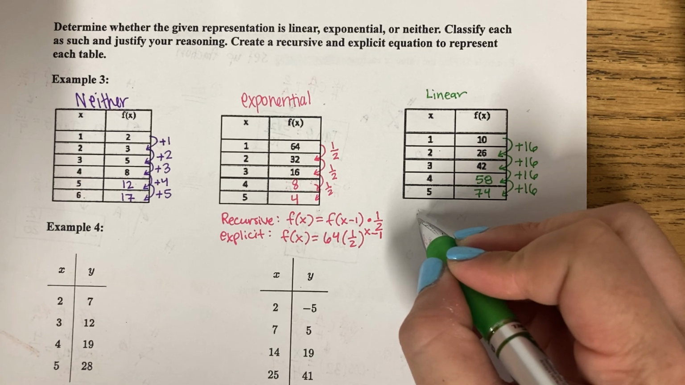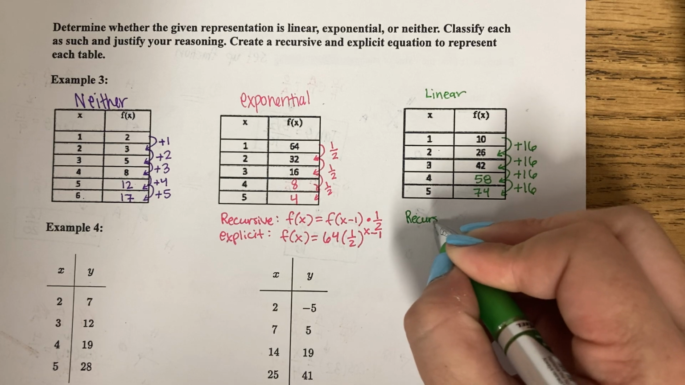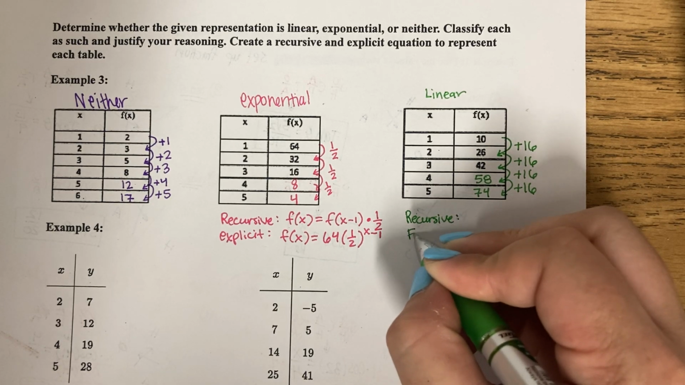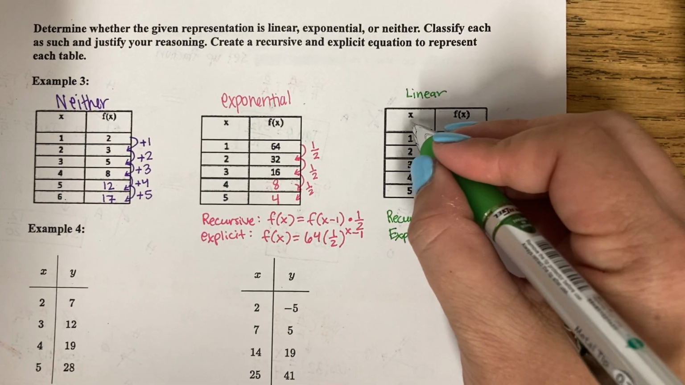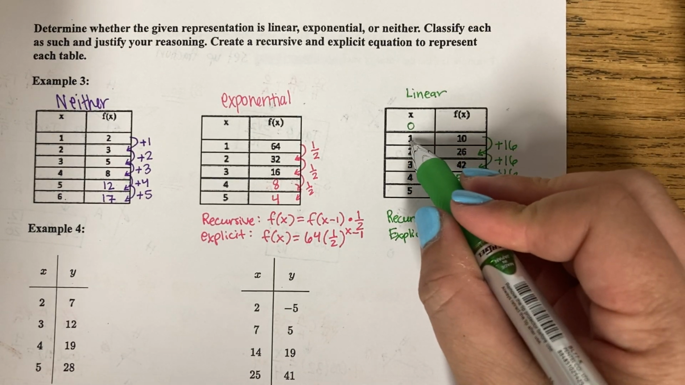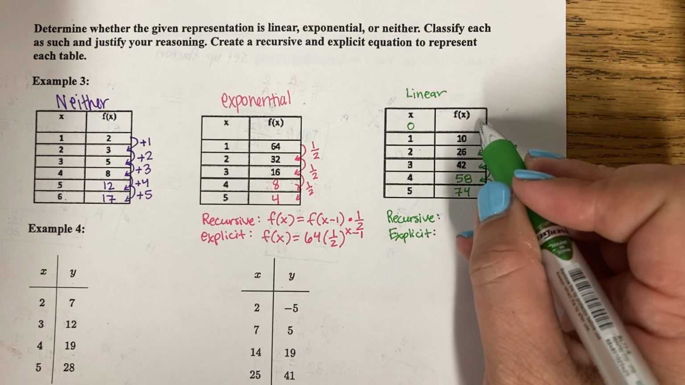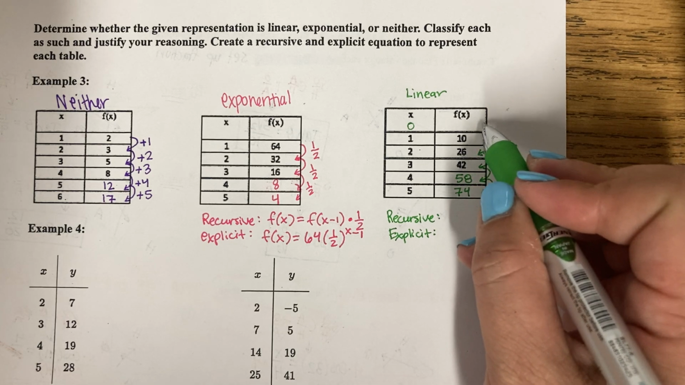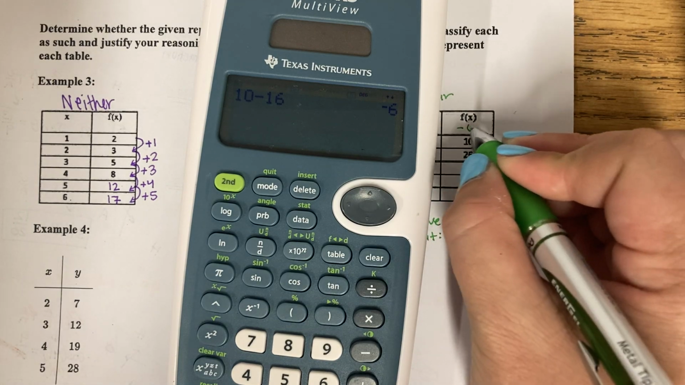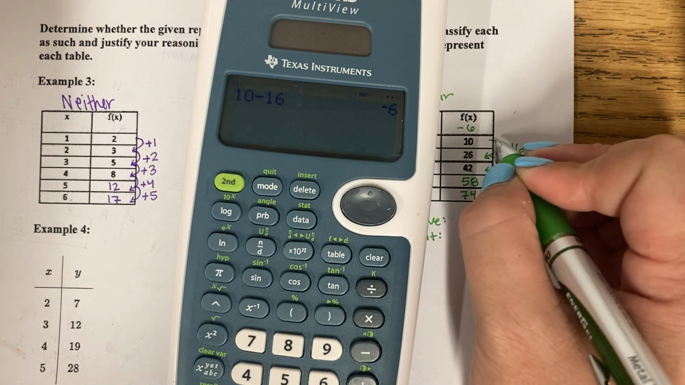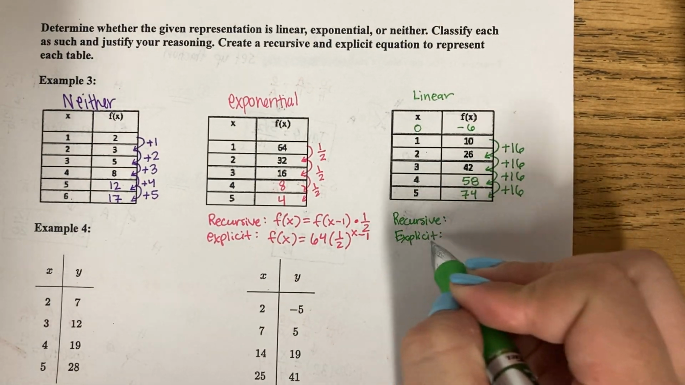And for the recursive and explicit, I'm going to find the 0. So if 1 is at 10 and I want 0, I'm going to go back one step. So I'm going to do 10 minus 16. 10 minus 16 is a negative 6 up here. Plus 16 is 10, plus 16, 26. Okay, so I want to have the 0. It'll help me with the explicit.